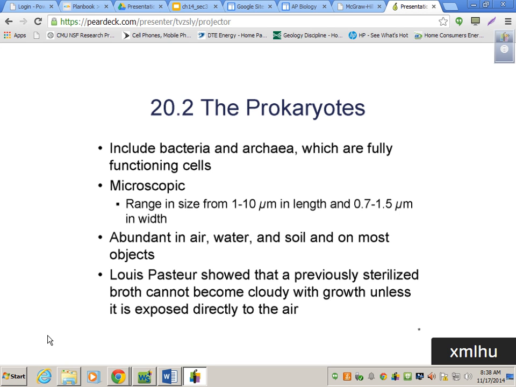They are microscopic, which means you need the device in the middle of your table to see them, and they range in size from 1 to 10 micrometers in length. To give you an idea, our cells are around 30 micrometers. Something needs to be smaller than our cell to infect it, and we know we can get bacterial infections. This is why they are smaller.